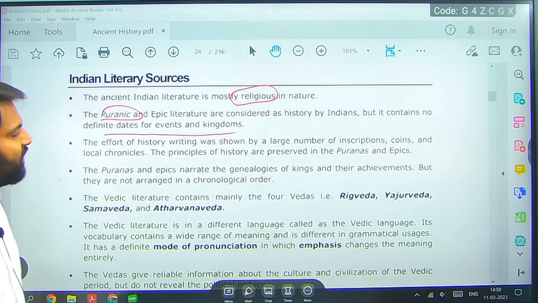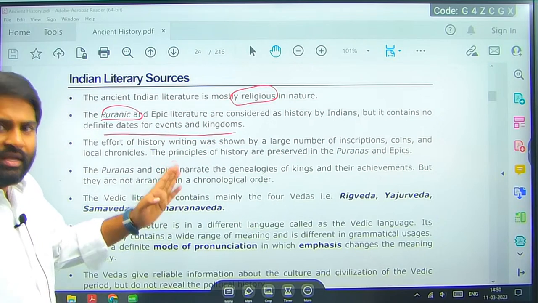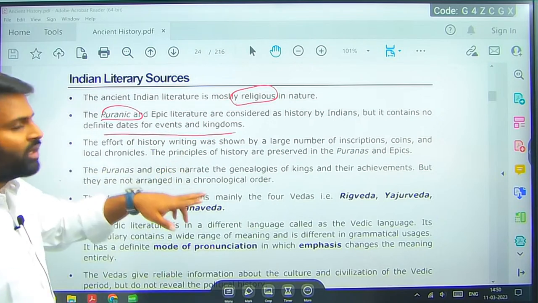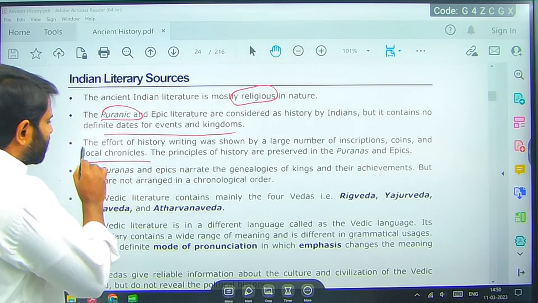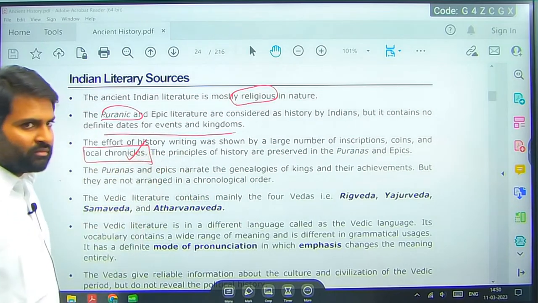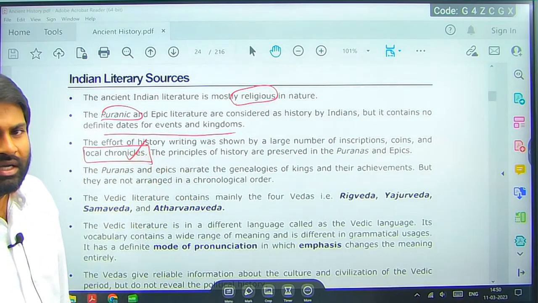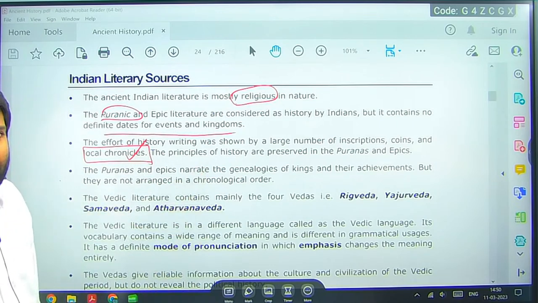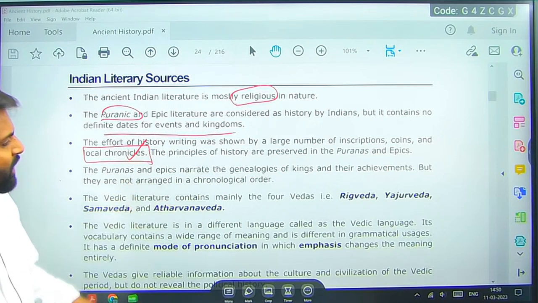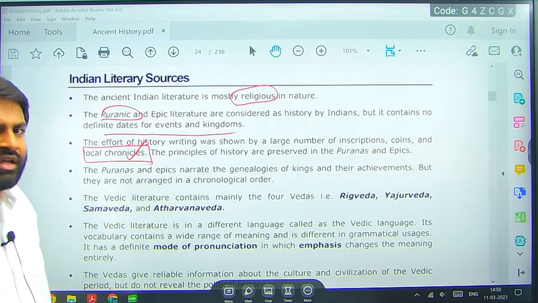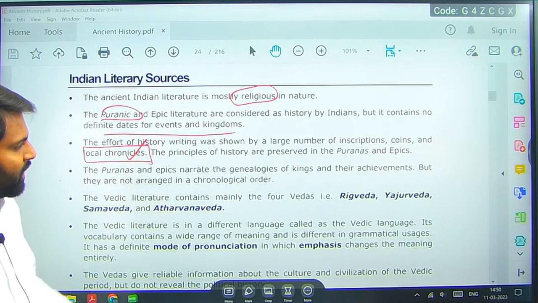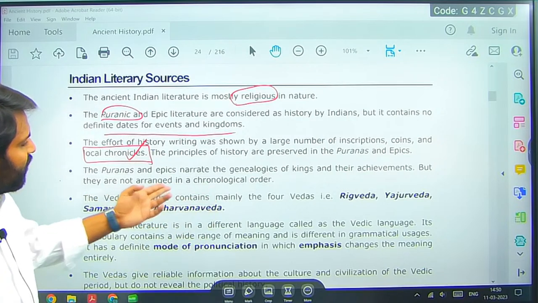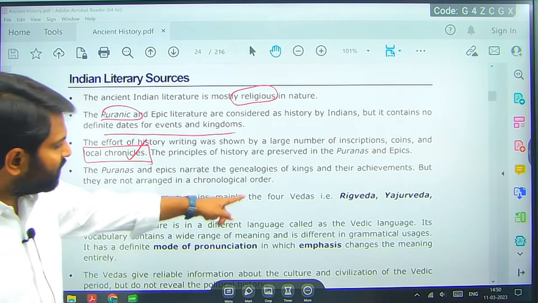The effort of history writing was shown by a large number of inscriptions, coins and local chronicles. As I said, in local chronicles, history is embedded. The principles of history are preserved in Puranas and epics. Puranas and epics narrate the genealogies, as I said, different genealogies of different kings. I said Parikshit is the example. They narrate their achievements, but they are not arranged in chronological order.